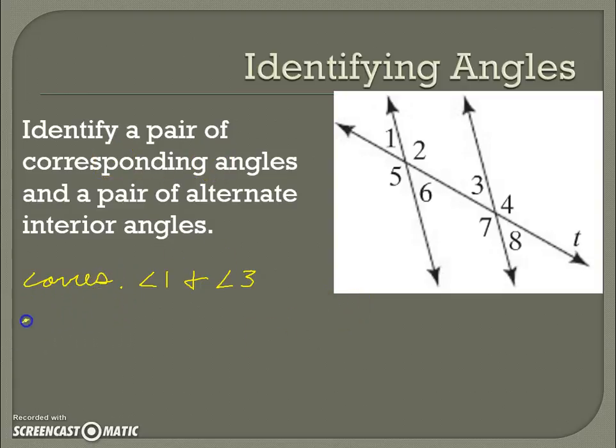And then it asks me to do alternate interior. So let's look at angle 2 on this one. Angle 2 is an interior angle. I want the one that's opposite of it that's also on the interior. So I have to cross this line over here. It's the one that's kind of diagonal to it. You can think of it that way. Angle 2 and then angle 7. Angle 7 is the alternate interior angle to that. So this is really straightforward. It's just being able to identify these things.